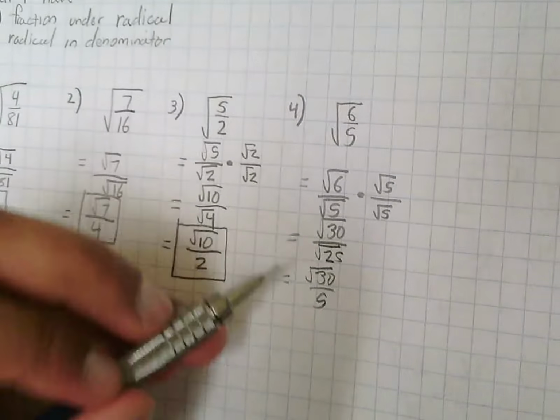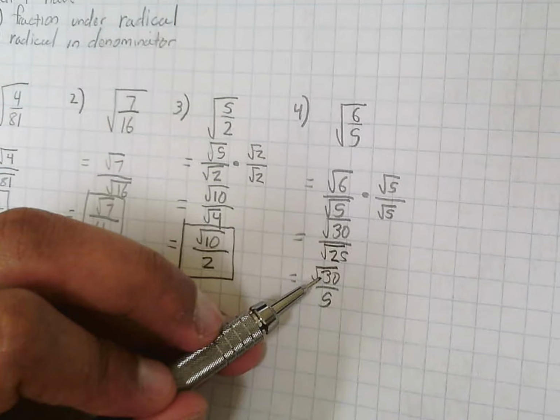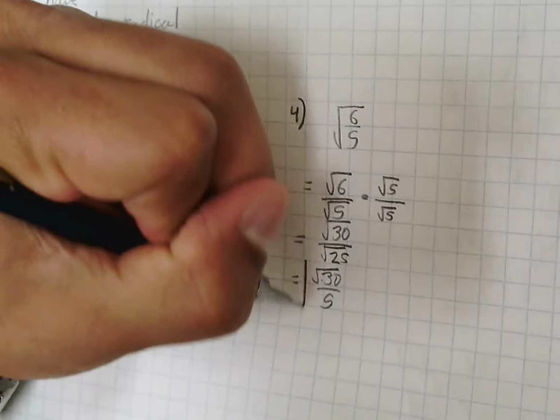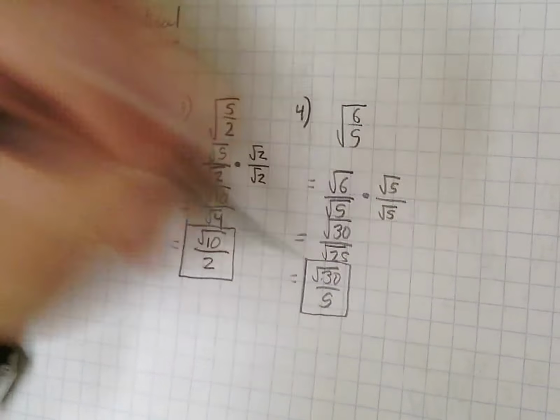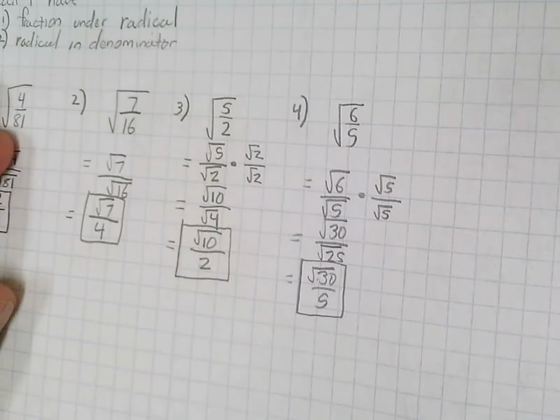Okay. So I think we're done. We want to double check to see if we can simplify the square root of 30. Well, is 30 divisible by 4? No. Is it divisible by 9? No. Divisible by 16? No. Okay, yeah, so we're good. Bam. One last one.